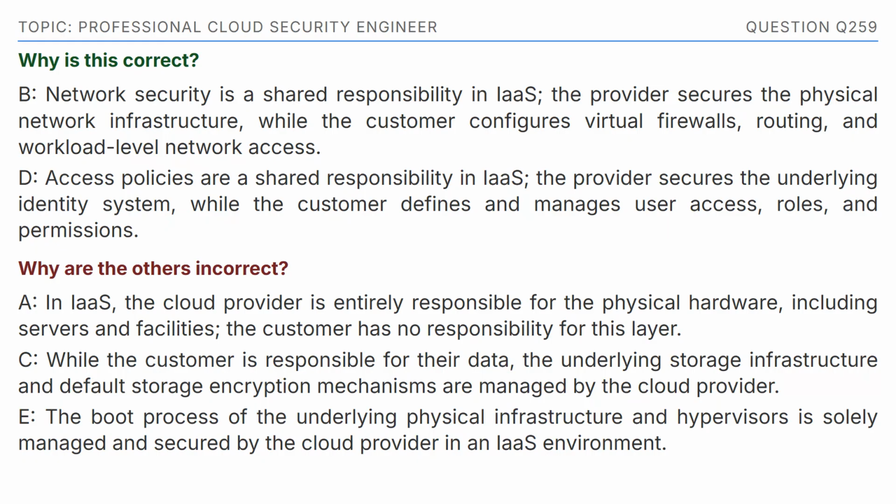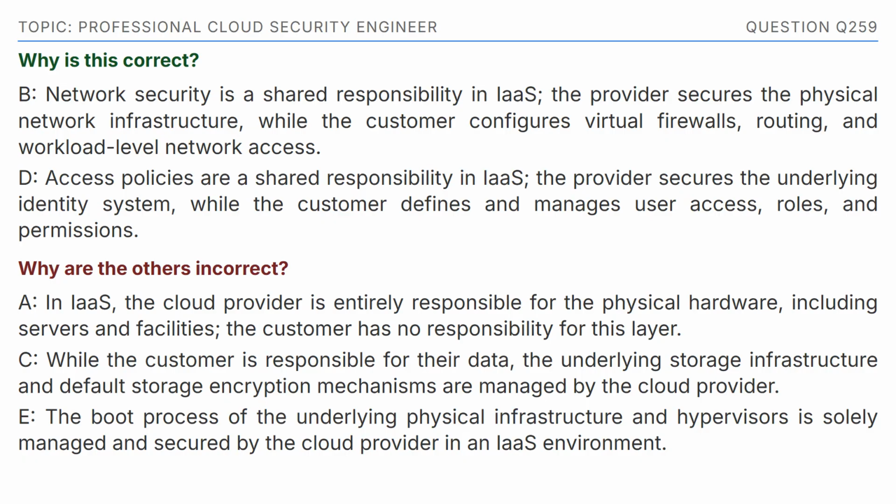The provider secures the physical network infrastructure, while the customer configures virtual firewalls, routing, and workload-level network access. D. Access policies are a shared responsibility in IaaS. The provider secures the underlying identity system, while the customer defines and manages user access, roles, and permissions. Why are the others incorrect?